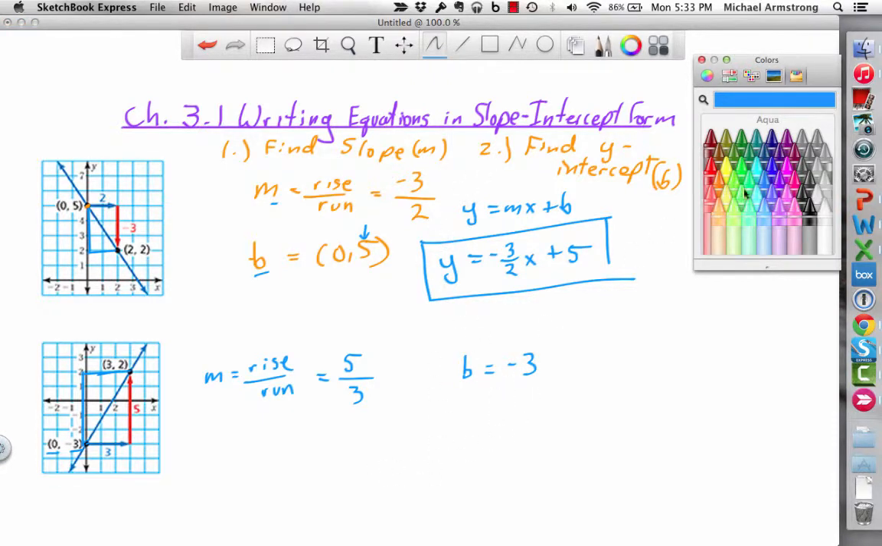And then we just plug those in. Y is equal to 5/3, and you can just leave it as a fraction like that. It's actually easier to work with. 5/3 x, and then because it's usually plus b, which would be plus a -3. Of course, it would probably be better to rewrite this instead of plus a -3. It might be better to just rewrite this as -3. So that would be a better way to write that. Okay?